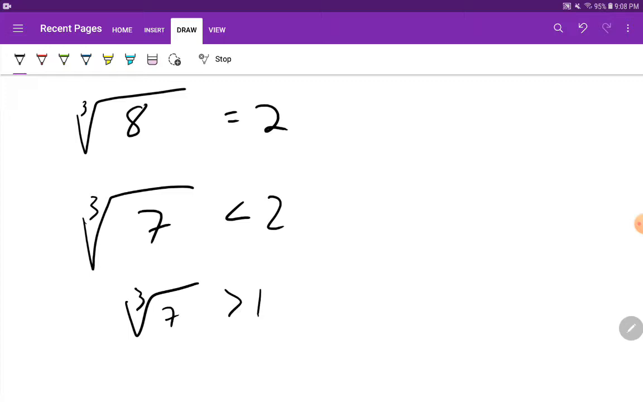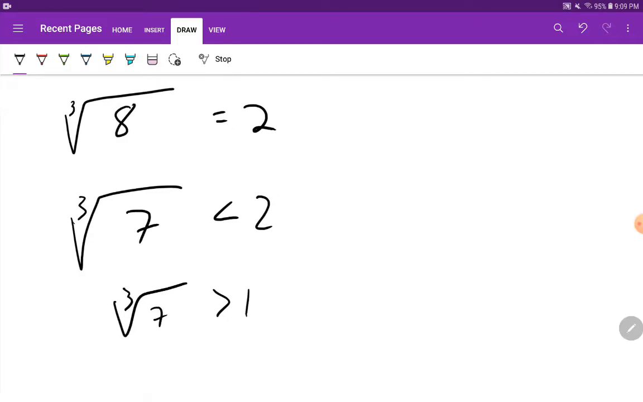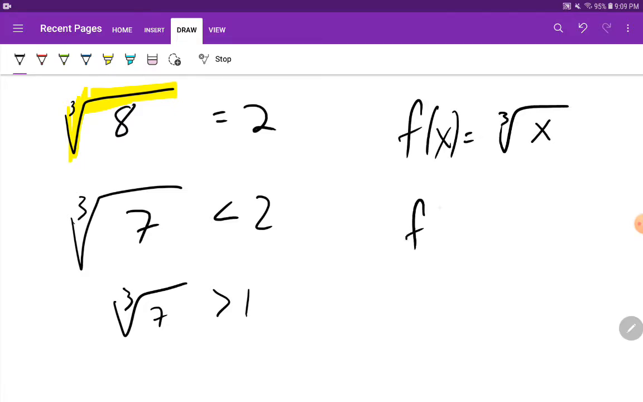Maybe we want something that's closer. This is where linearization comes into play. We are going to find the equation of the tangent line at 8 for our function. Wait, we have a function here? Yeah, we've been playing with the function, and here it is. It's the cube root function. I can define a function as the cube root of x, and I know that when my input is 8, my output should be 2.